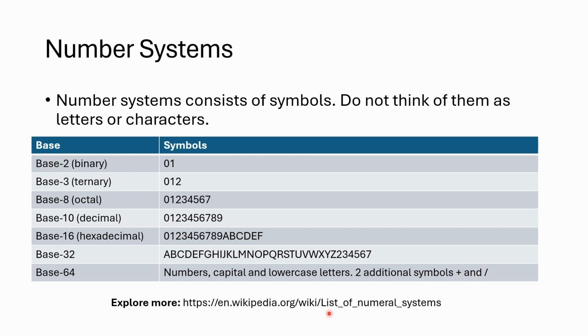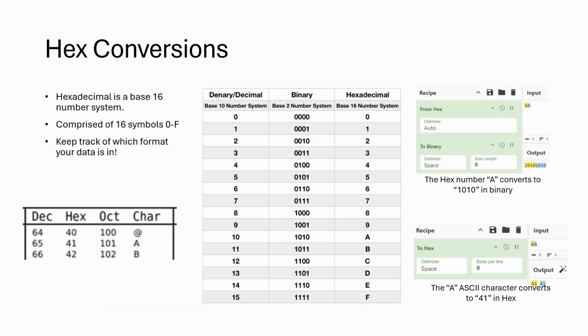And then I put a little link here. It's kind of neat. You can look at all the number systems. Go down that rabbit hole if you want. So now putting some things into practice here. Hex conversions. These will be some of the more common use cases for you. Hexadecimal is base 16, comprised of 16 symbols as we discussed. Keep track of which format your data is in.